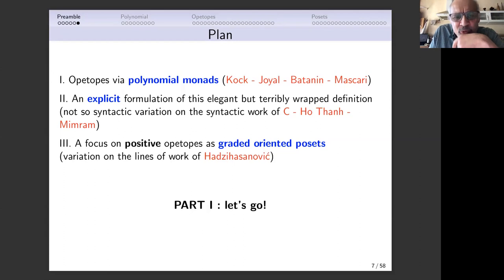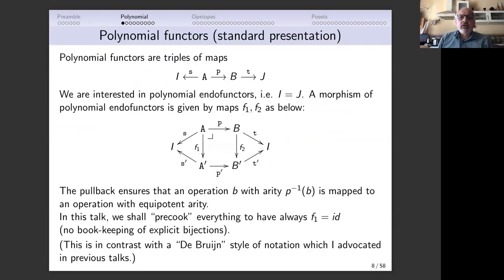So what I will do in this talk is to give a variation of this syntactic work that happens to be not so syntactic, but very explicit nevertheless. And finally, in the final part of the talk, I will move to positive opetopes, which are opetopes without degeneracies. I will present them in a different style, which I learned from Amar Hadzihasanovic, who happens to be a postdoc in our group this year. And I will show you why this other presentation in terms of graded oriented posets is handy and interesting. Okay. So let's move to the polynomial functor part.